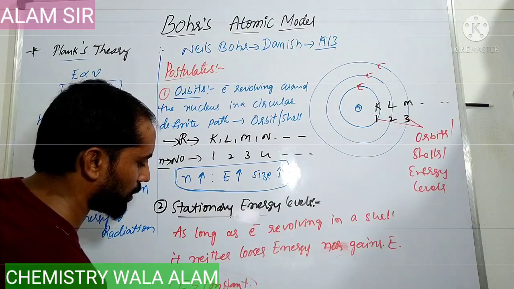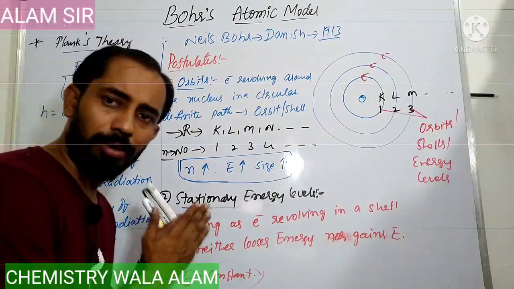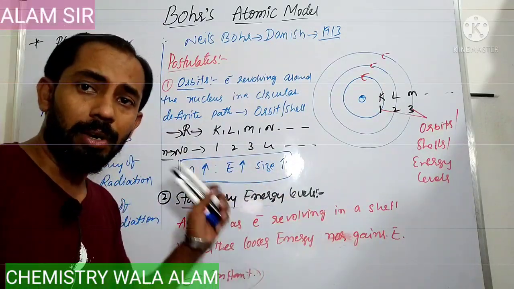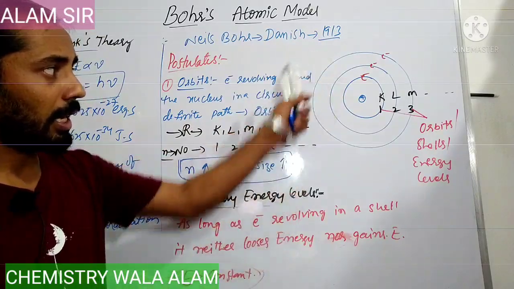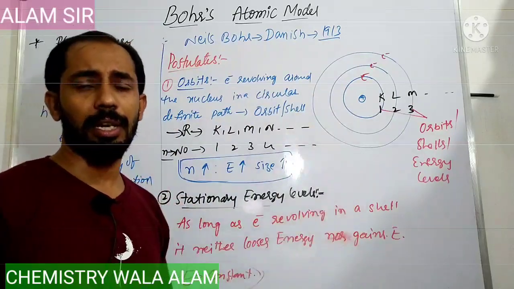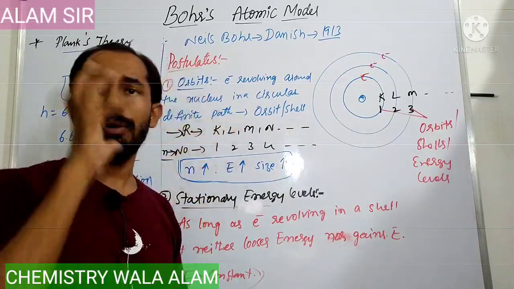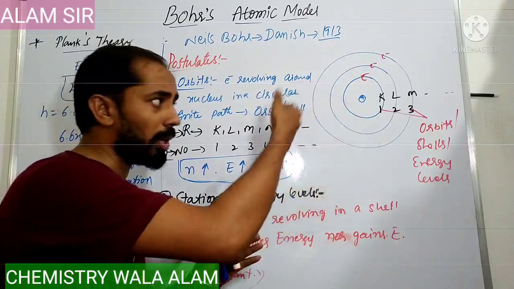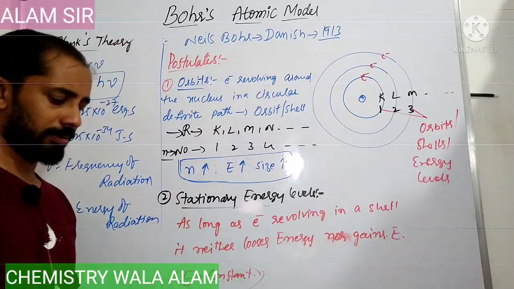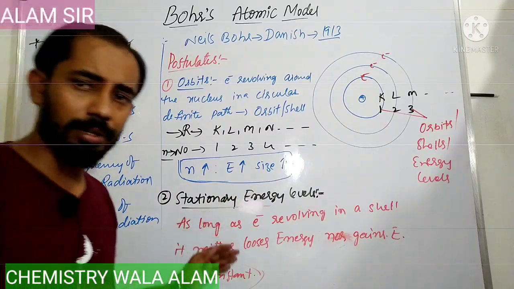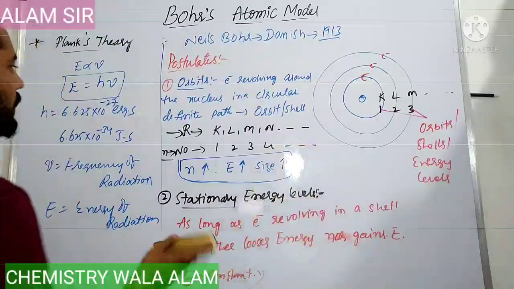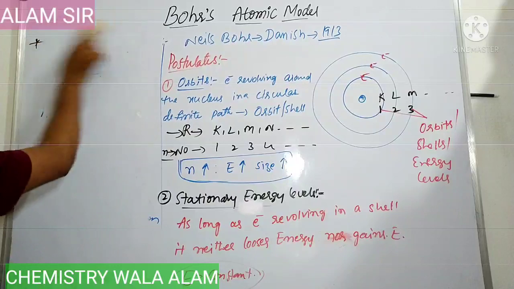When an electron is revolving in a particular orbit or shell, it neither loses energy nor gains energy. That means the energy of the orbit is constant. Just as the planets revolve in a particular orbit around the sun, here also electrons are revolving around the nucleus. So this is the second point: stationary energy levels. As long as the electron is revolving in a particular orbit or shell, it neither loses nor gains energy.